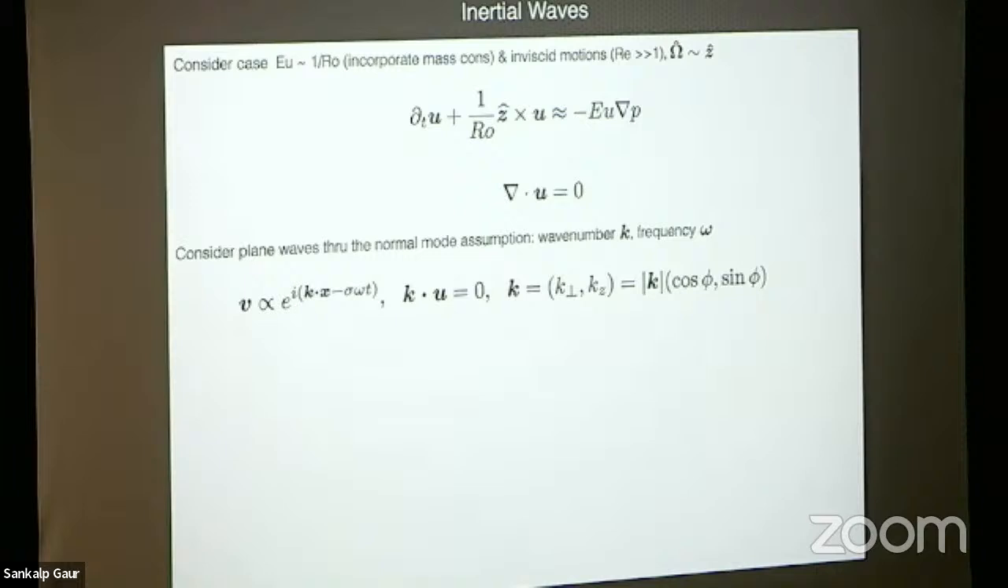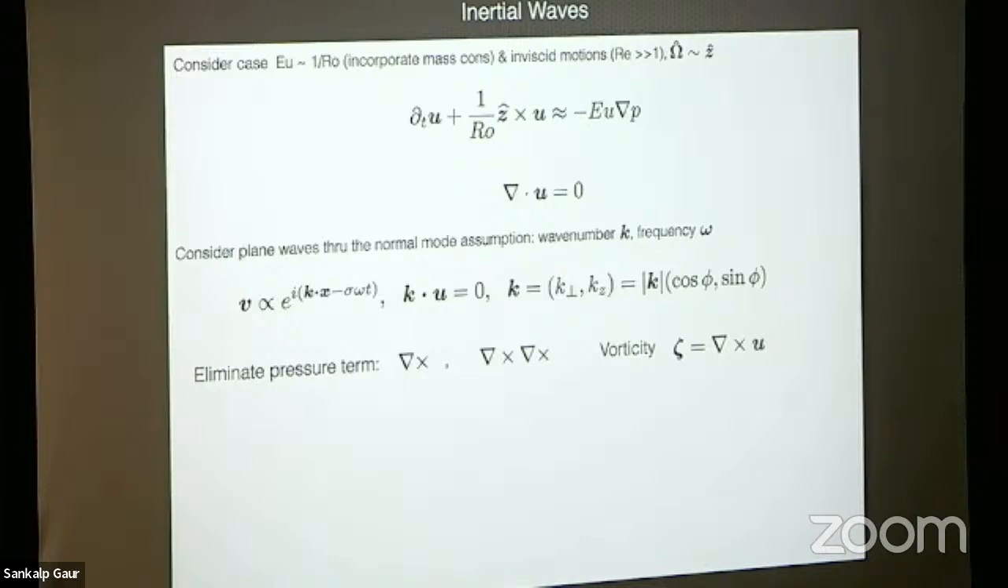We can do our normal mode plane wave analysis here. You presume a normal mode with wave number k and frequency omega, and plug it in. We know from incompressibility that the wave vector and the velocity vector are orthogonal. I've collapsed this for simplification. The horizontal wave number I'm just characterizing by its magnitude. I'm not talking about its orientation here, just its magnitude. Then you can play with these games, and this is not so quick.